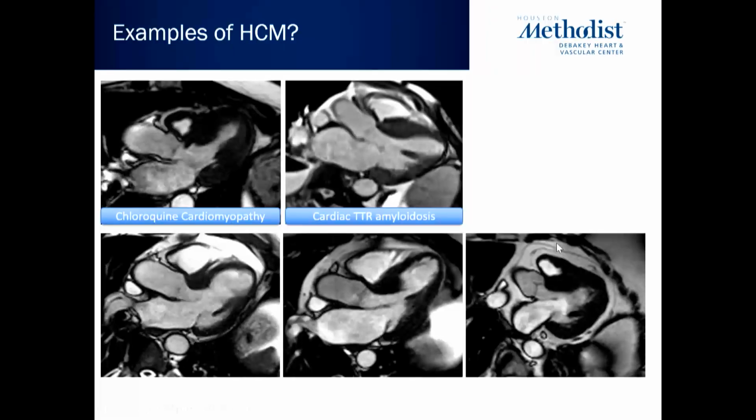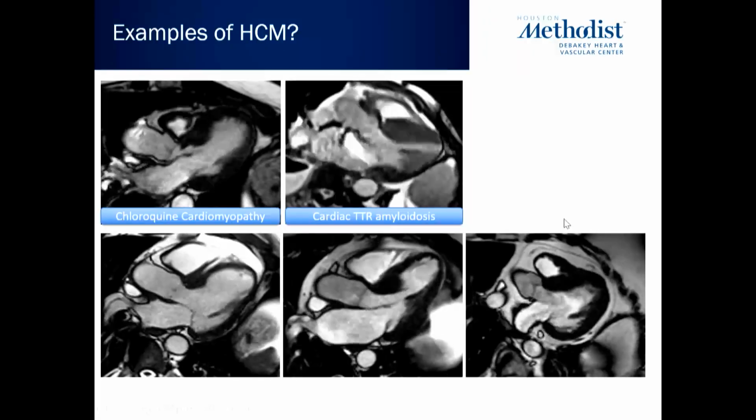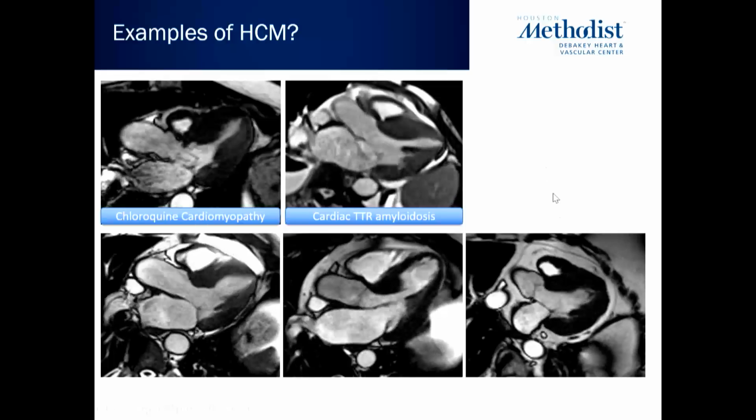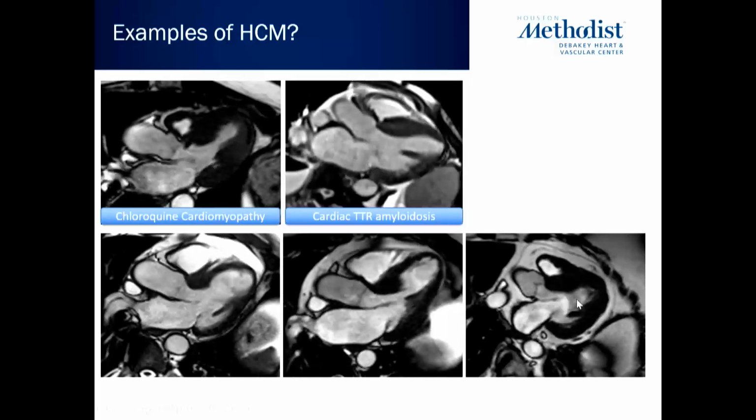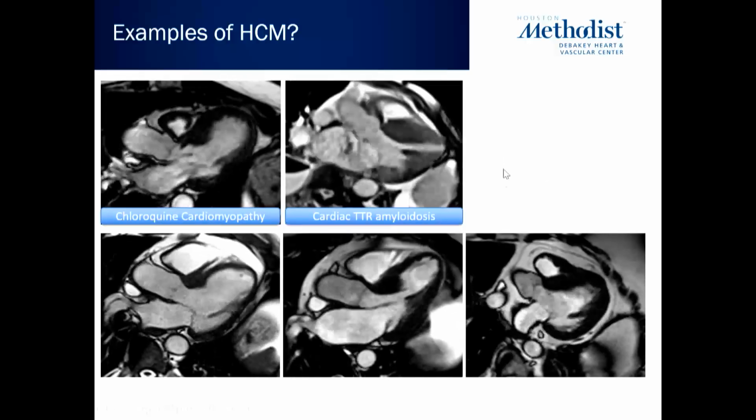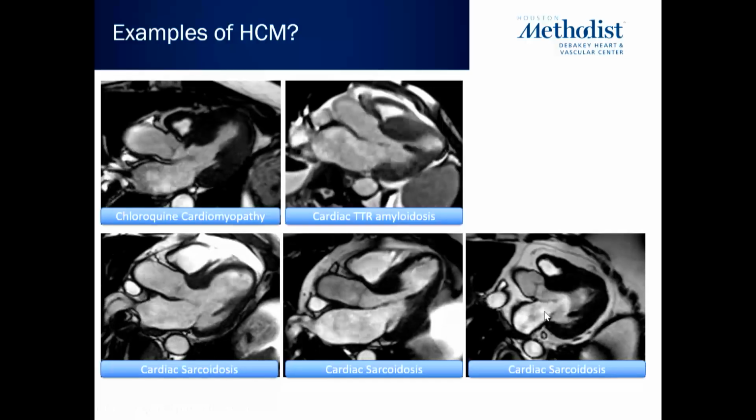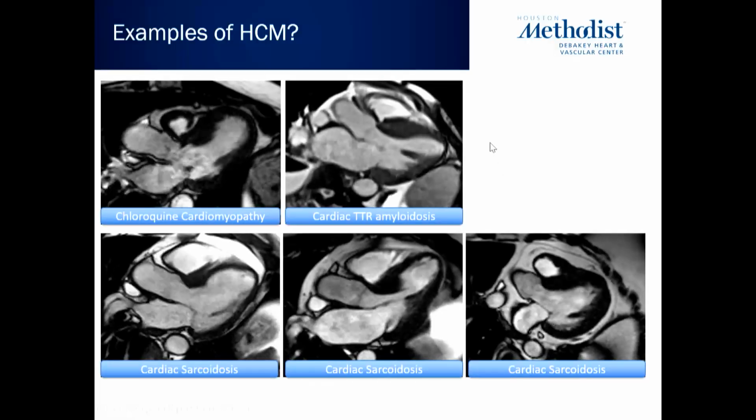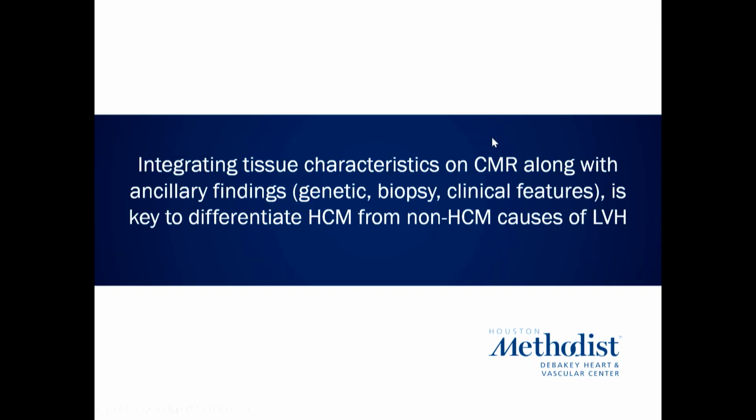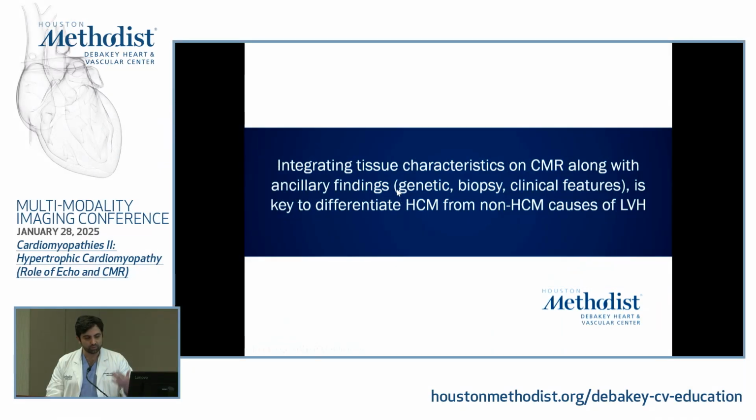And this is really unusual. You may have papillary hypertrophy in the RV in HCM patients, but this is kind of unusual. And then you see this hypokinetic phase. So actually, all of these three cases were sarcoid. None of these was HCM. So this is where, keeping the clinical picture in mind and ancillary findings, as well as the tissue characteristics on MRI, which we'll get into, are very important to differentiate HCM from non-HCM.